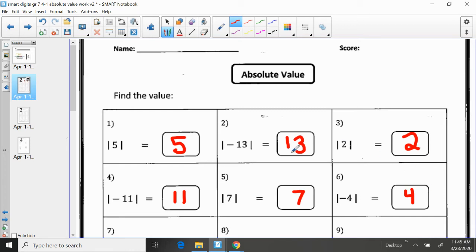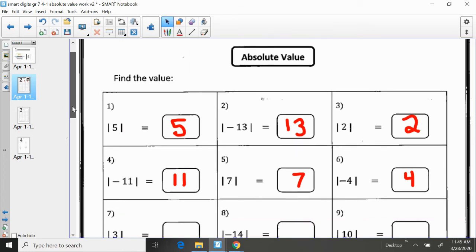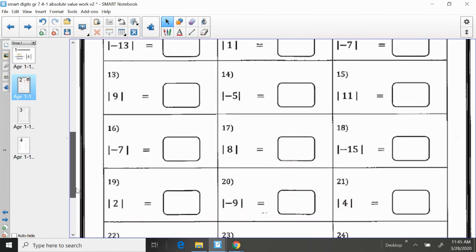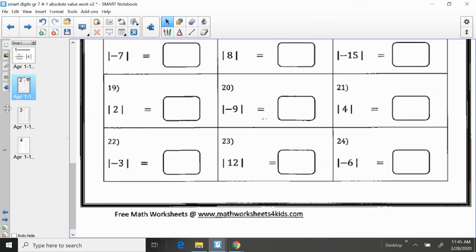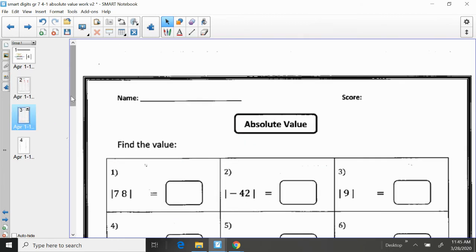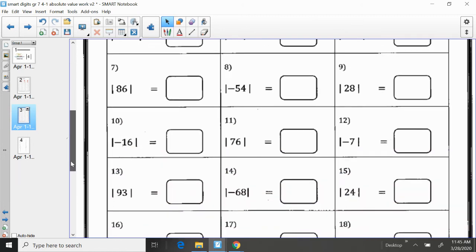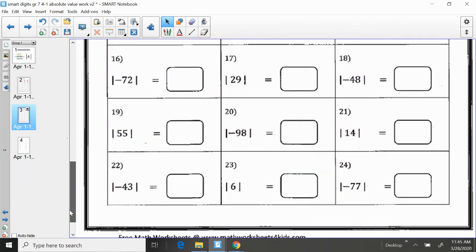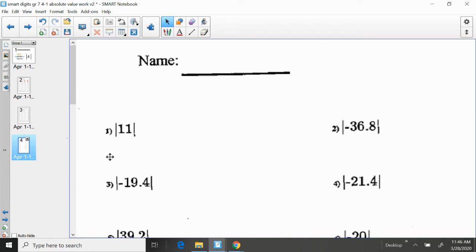So there you go. No matter what, whether it's a negative or a positive number inside, your absolute value is always going to be positive. So what your assignment is going to be today is to work through this worksheet and this worksheet. And again, it's just a repeat of those problems. And then I like this third worksheet because it also throws in some decimals. But don't get tricked, because decimal numbers are still numbers.